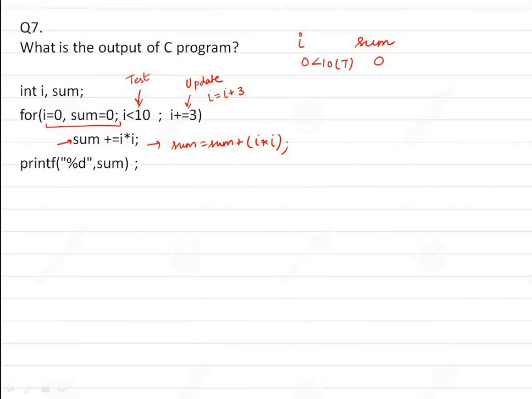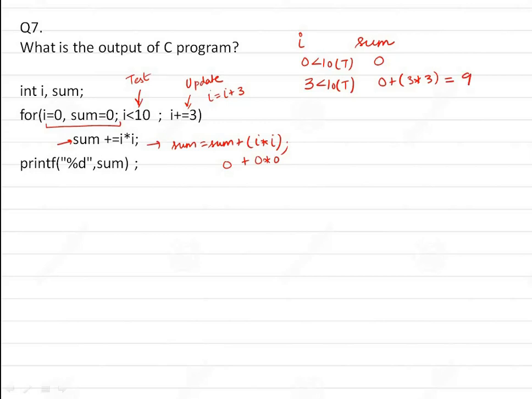So value of i is 0, 0 into 0 is 0, and the value of sum is also 0, so the value of sum will remain 0 as it is. Okay, now the value of i is incremented by 3, so 0 plus 3 is 3. Again we will check 3 less than 10, yes, this is true. We will enter the loop and sum is incremented like 0 plus 3 into 3, so the value of sum becomes 9.